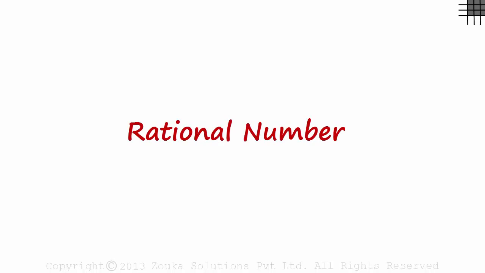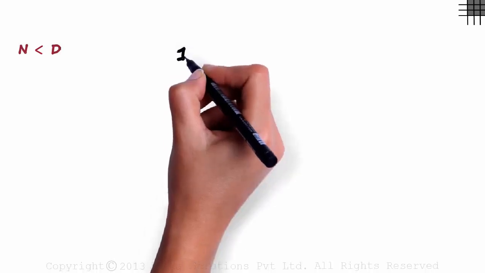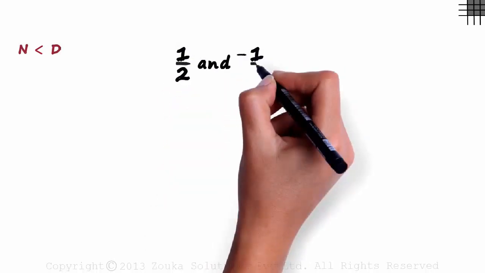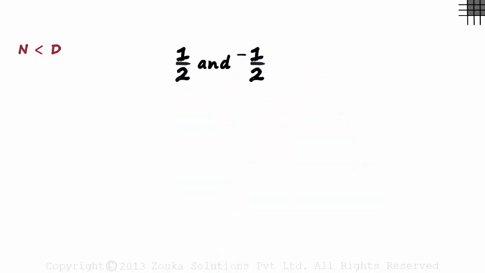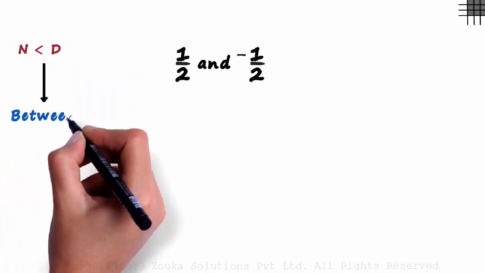One of the categories of plotting the rational numbers on the number line is when the numerators are less than the denominators. Let's try to plot 1 by 2 and minus 1 by 2 on the number line. First, we see how we can plot 1 by 2. The numerator 1 is less than the denominator 2. When the numerator is less than the denominator, the positive rational number will be between 0 and 1.